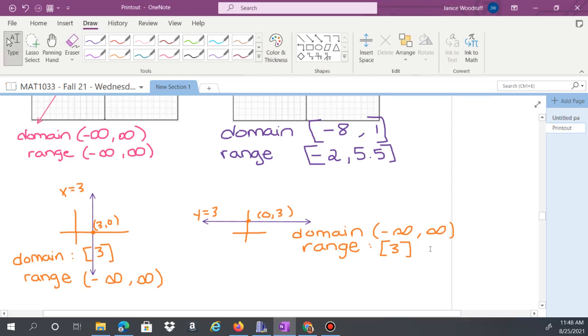Any questions on those? Okay. Sometimes on the homework, you'll have to click on the graph and zoom in just to see the points a little bit better.